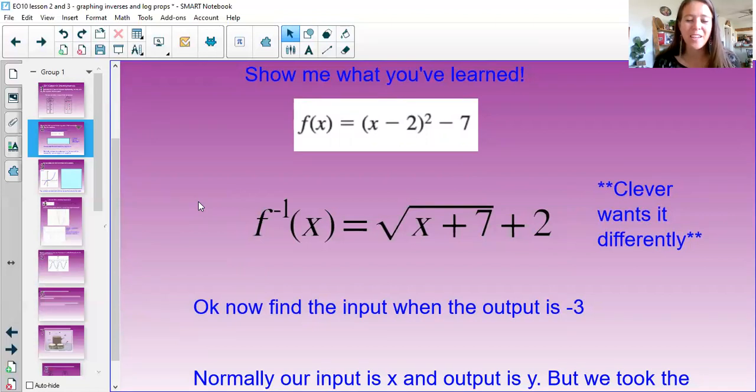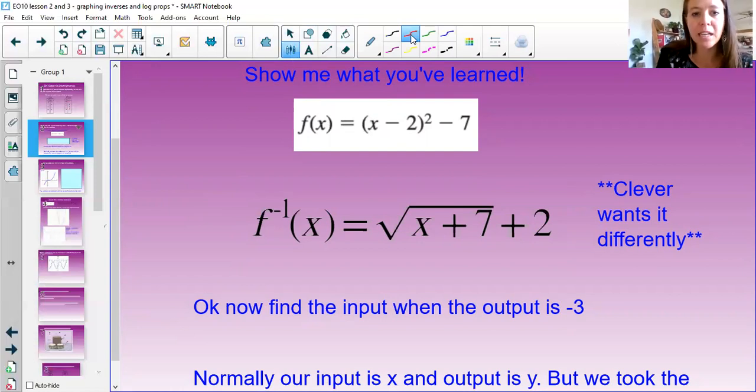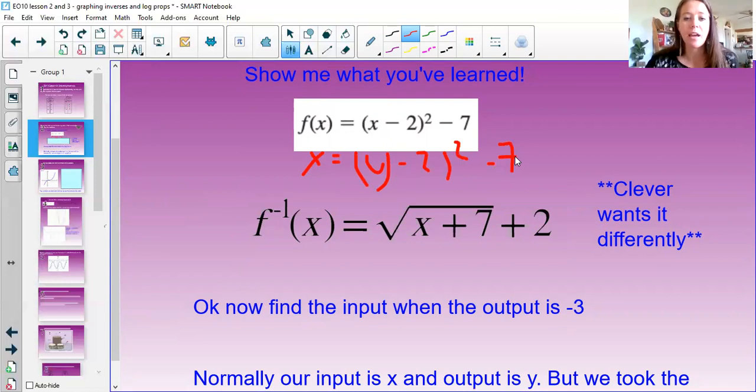How do we do? Remember, to find this, we're just going to switch our x's and y's and then solve. So for example, if I were to be setting this up, I would set my x here is equal to (y - 2)^2 - 7, excuse the chicken scratch, and then solve for y. So I'll end up adding 7 to both sides, taking the square root, and then adding 2.